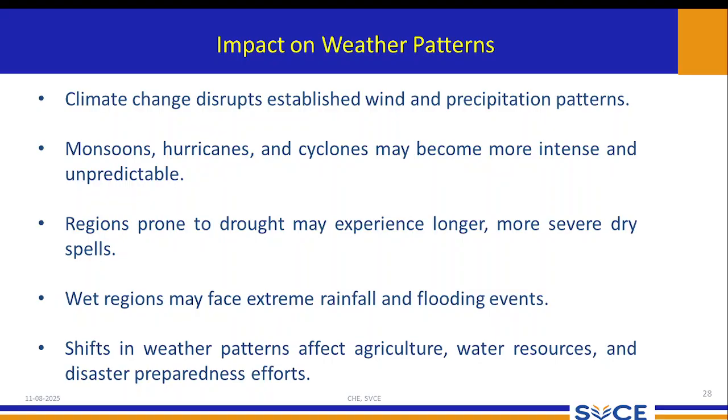These are the things you need to keep in mind, because of the effect and how it interacts with the environment, and how it gives a negative effect to humans and other living species on earth. Regions prone to drought may experience longer, more severe dry spells. Wet regions may face extreme rainfall and flooding events. Shifts in weather patterns affect agriculture, water resources, and disaster preparedness efforts. Underline these words, very important point: agriculture, water resources.